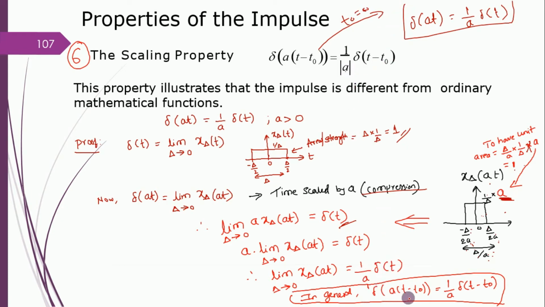If we consider it in general, rather than t naught equal to 0, if I have any other value, you just replace t with t minus t naught. T minus t naught here, t minus t naught here. That's the answer for the scaling property of the impulse. This is the time scaling property. I hope it is clear.